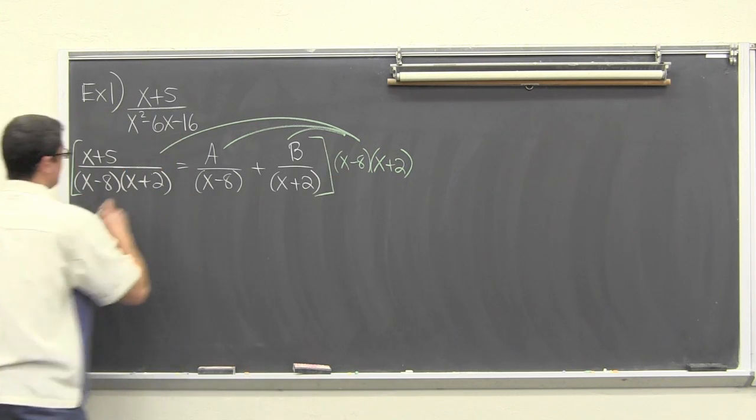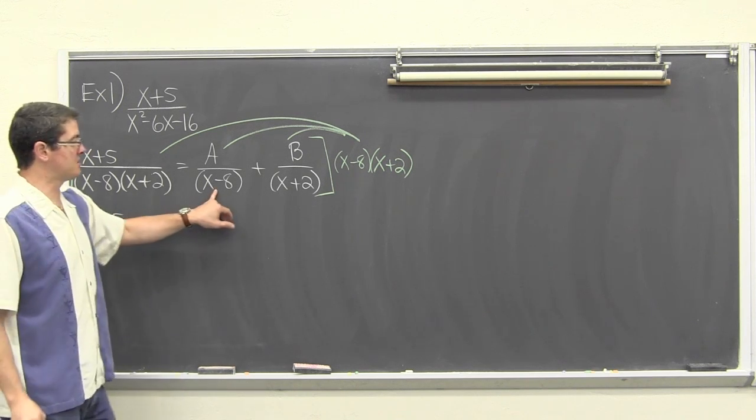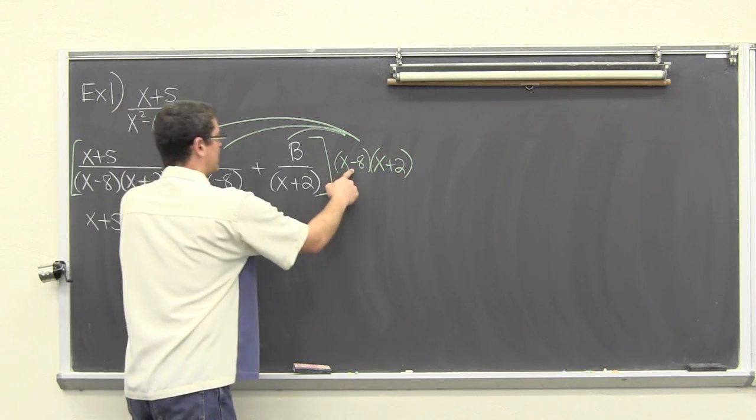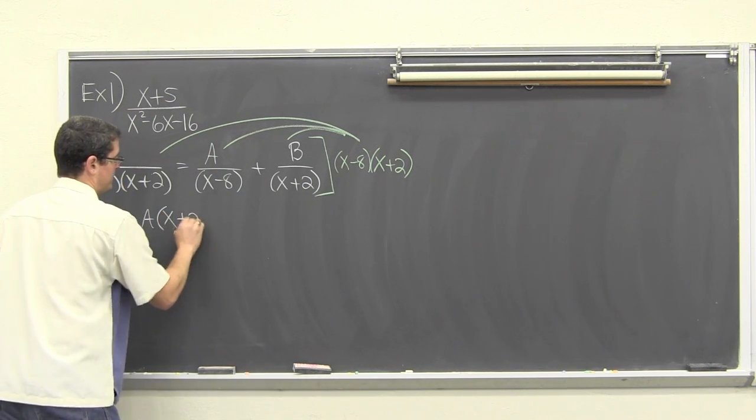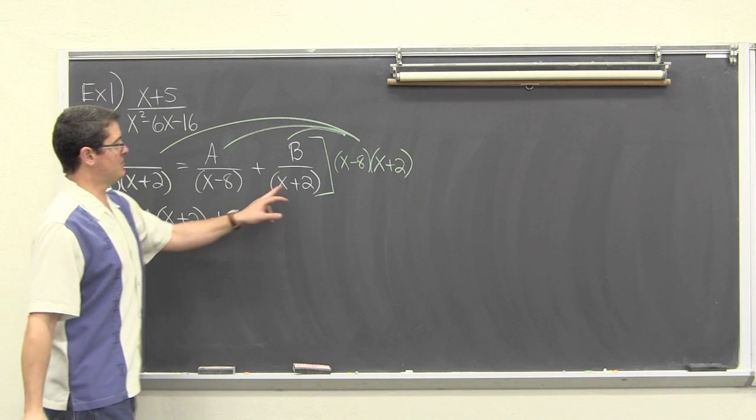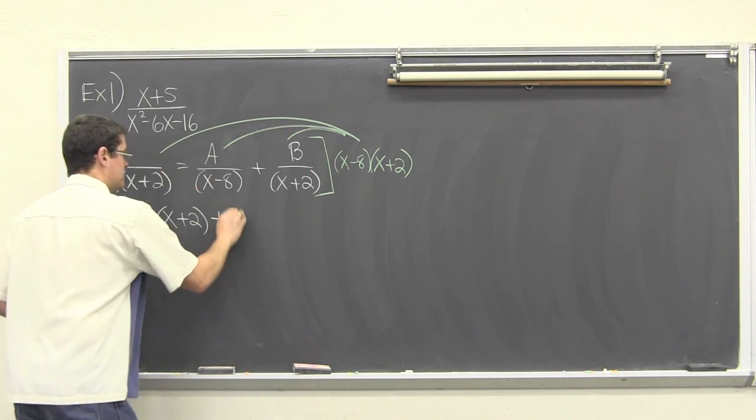So on the left-hand side, all that's going to cancel out, leaving us with x plus 5. Then in the first term, the x minus 8s are going to cancel out, leaving me with a times x plus 2. And in the last term, the x plus 2s are going to cancel out, leaving me with b times x minus 8.